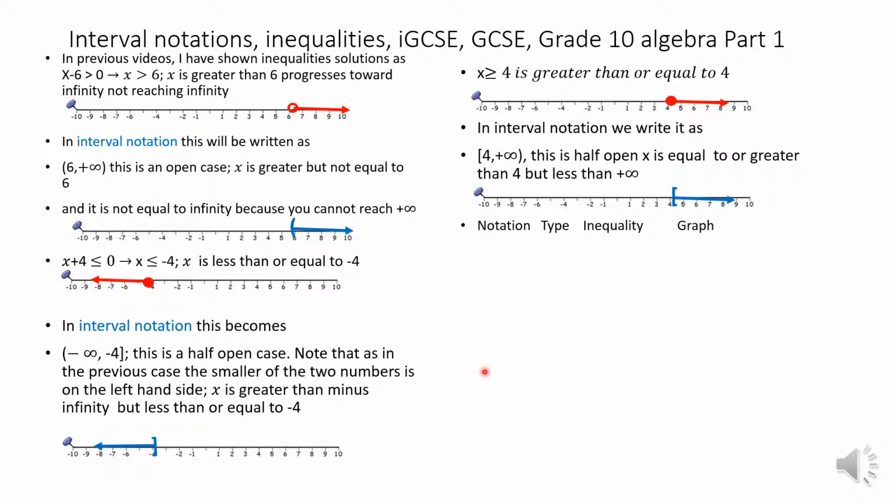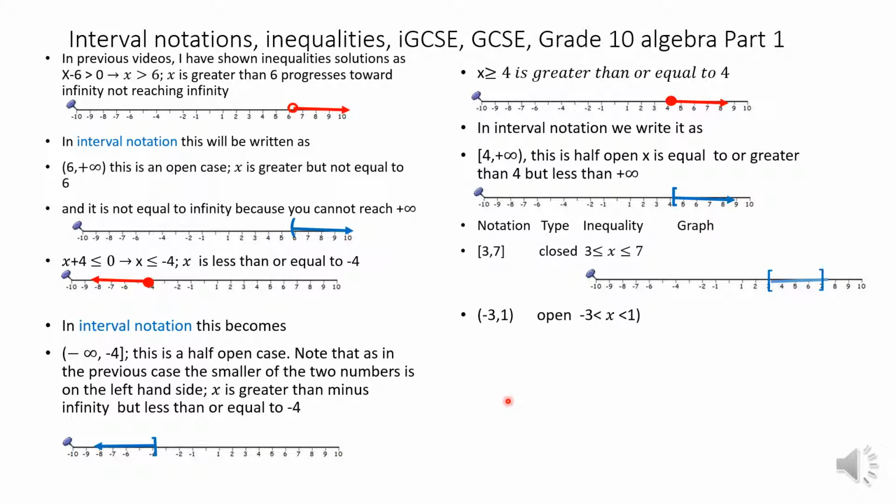Right, moving on. I've got 4 columns here: notation, type, inequality, and graph. For notation, I've got square bracket 3, comma, 7, square bracket, and this is closed. For the inequality, you write x is greater than or equal to 3, because you've got a square bracket there, and less than or equal to 7. The graph has square brackets at both ends on the number line. So that will be x is greater than or equal to 3 and less than or equal to 7.